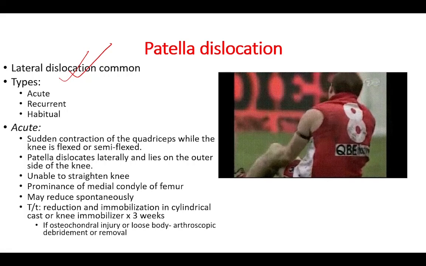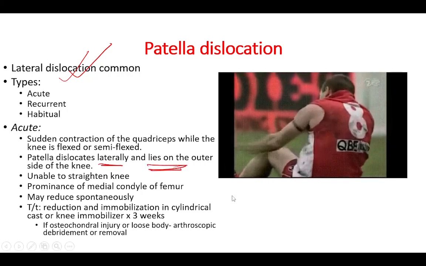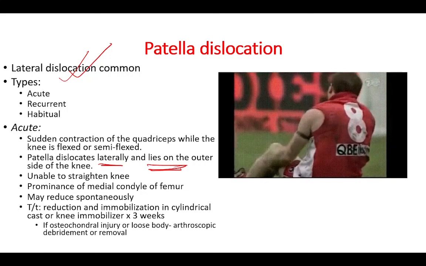There is a sudden contraction of the quadriceps with the knee in the flexed or semi-flexed position, and the patella dislocates laterally, lying on the outer surface of the knee. Here you can see this again, that the patella has dislocated laterally and is lying on the outer surface of the knee, and this player has spontaneously reduced it. The patient is unable to straighten the knee, and a prominent medial condyle of the femur is also noted.